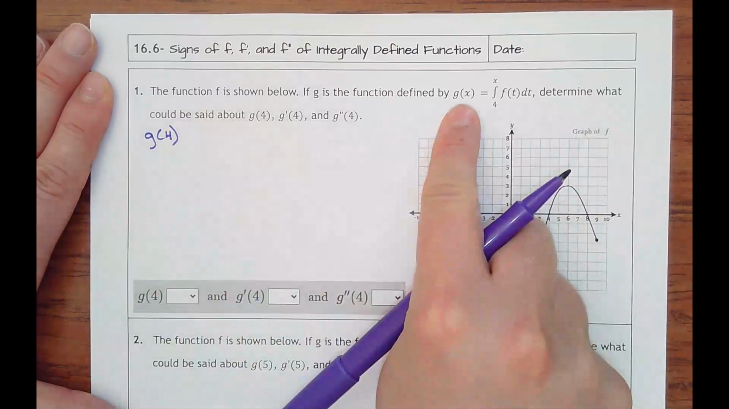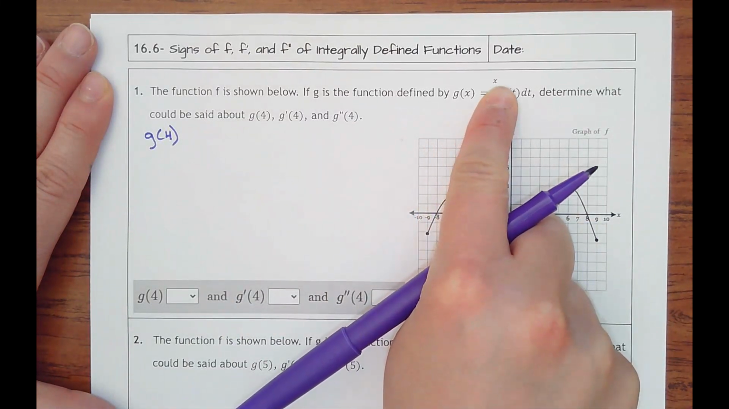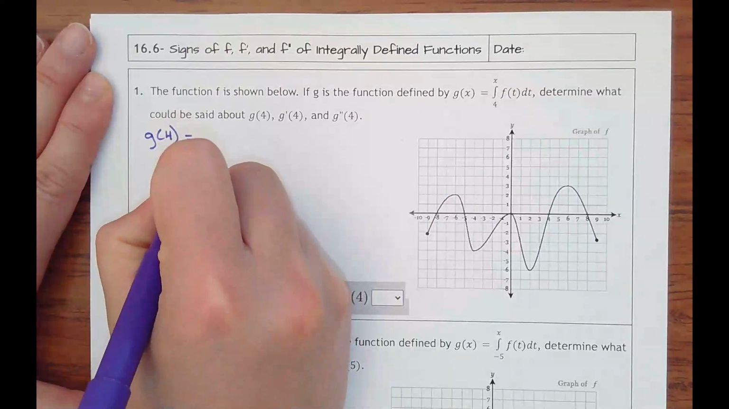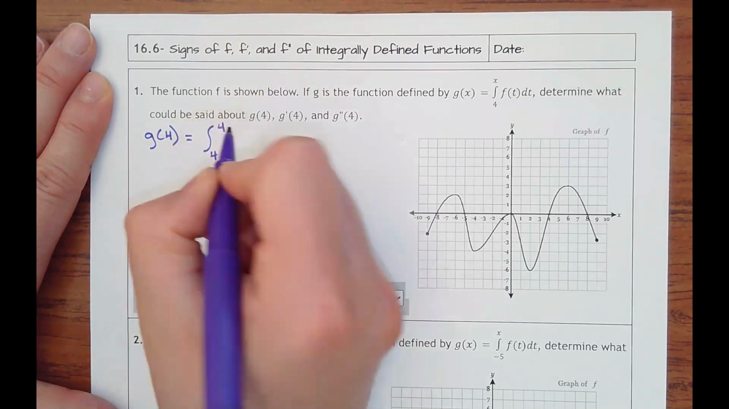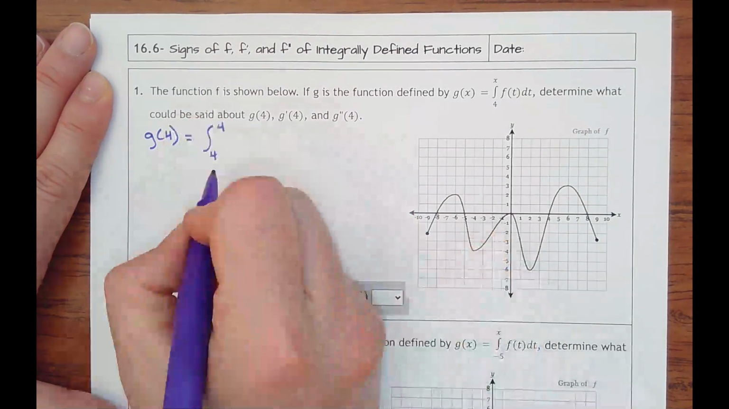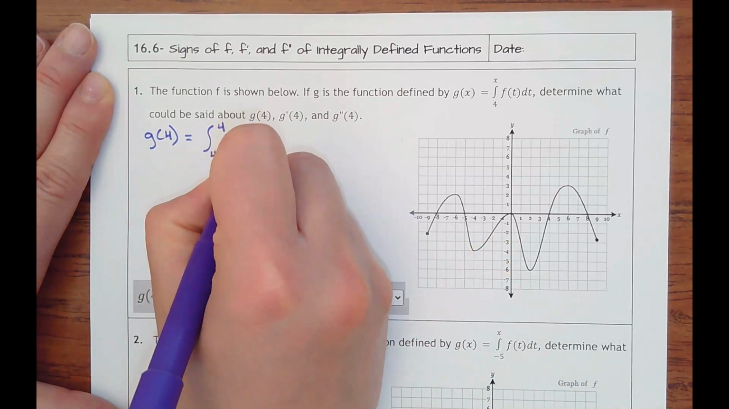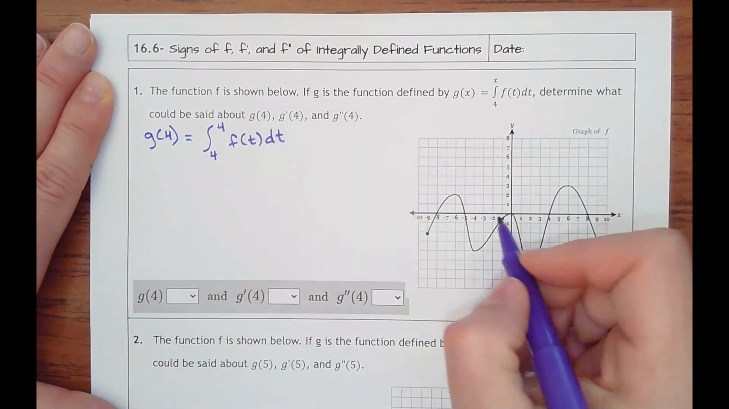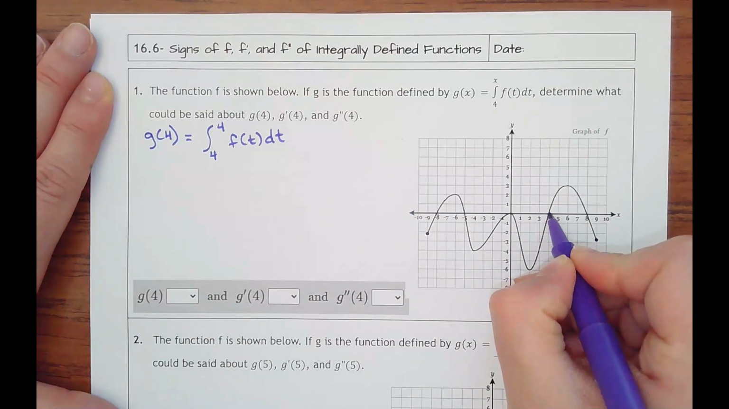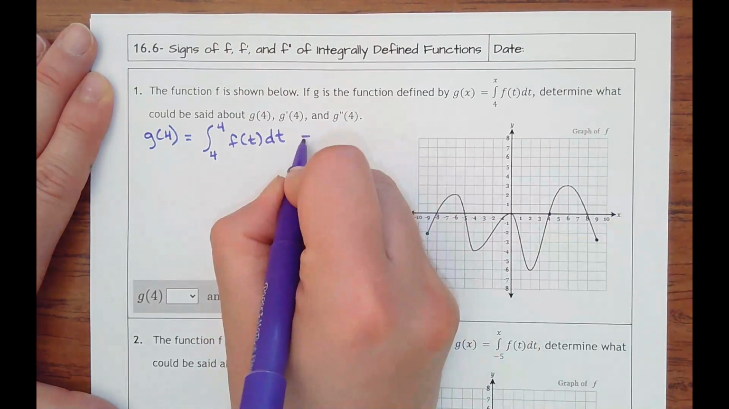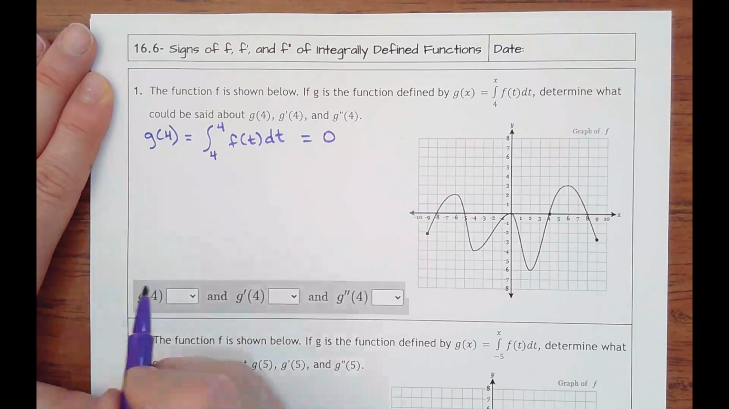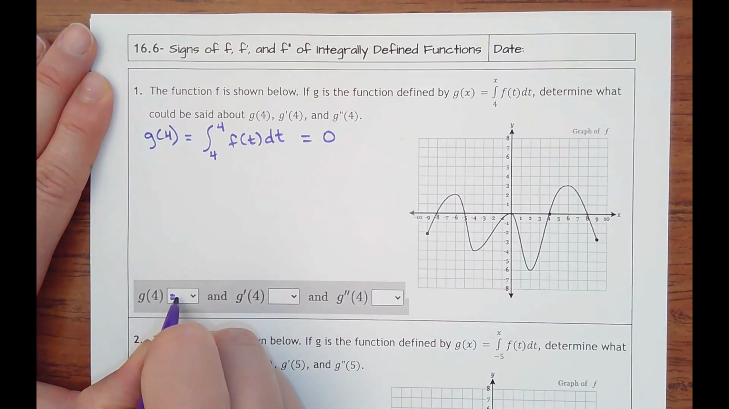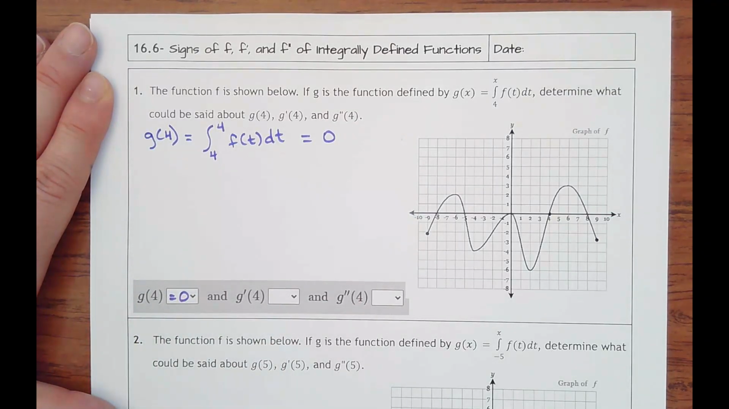So g of 4 just replaces 4 here, which then puts 4 here, saying our bounds go from 4 to 4. So we're finding area under this function from 4 to 4 of f of t dt. Now from a number to itself, I'm not making any shape. I don't have an area of anything. So that would equal 0. So right here you'll have a drop down menu and you'll pick the one that says is equal to 0.